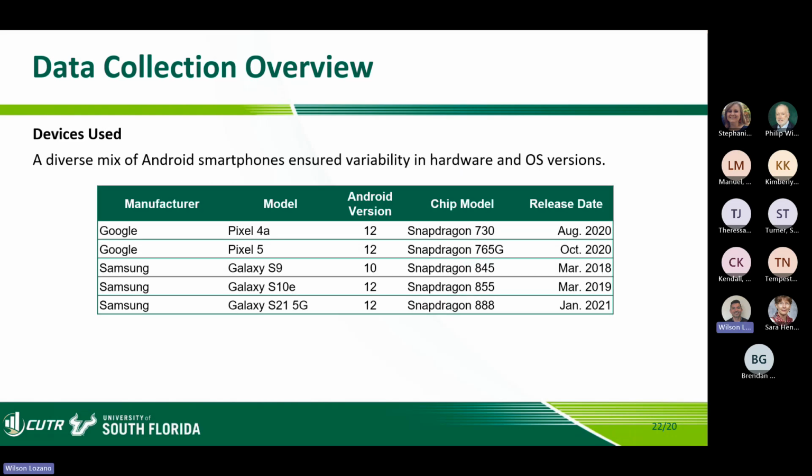These are the devices used for data collection. A diverse mix of Android smartphones was available at the time that we performed data collection: Google Pixel 4 and 5, Samsung Galaxy S9, S10, and Galaxy S21 5G. And these are the Android versions of those by the time that we were collecting data.